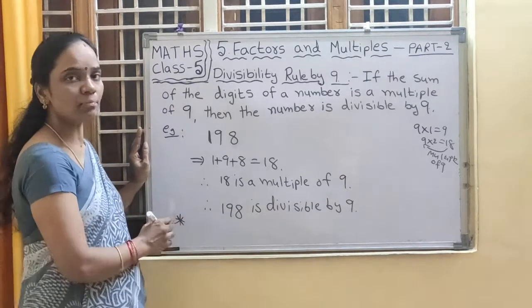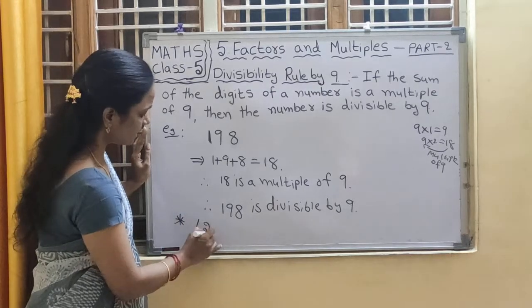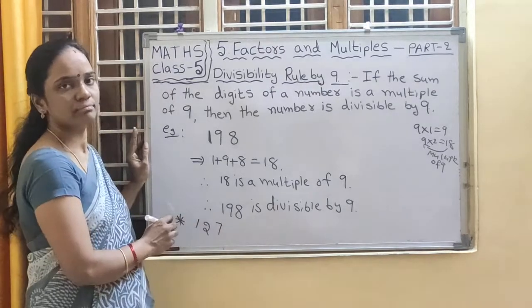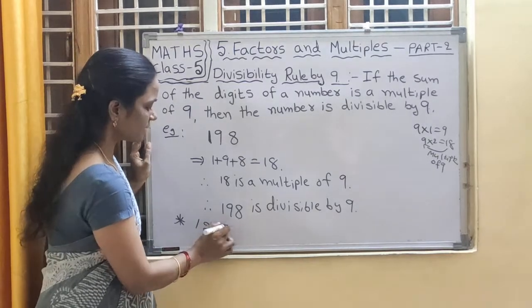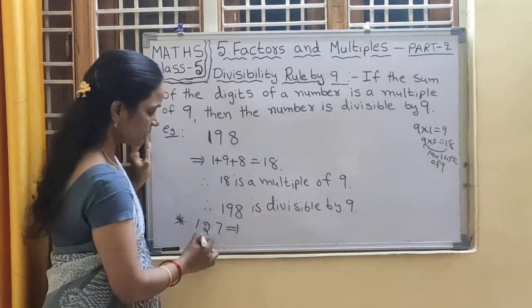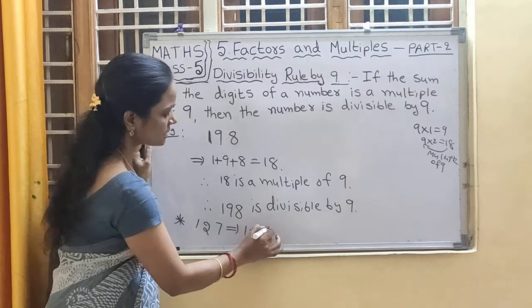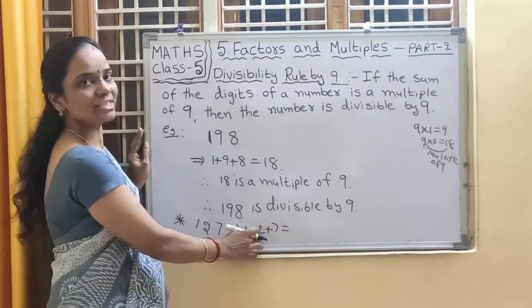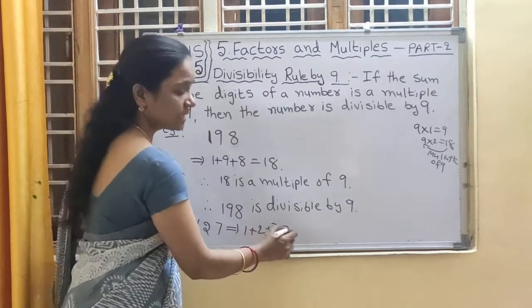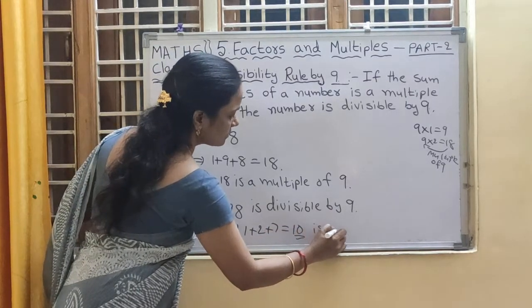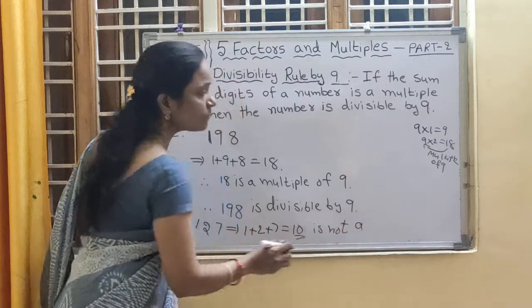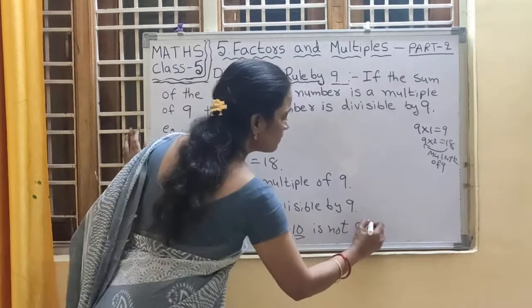See the second example. 127. Now take the sum of these digits: 1 plus 2 plus 7. 1 plus 2 is 3. 3 plus 7 is 10. 10 is not a multiple of 9.